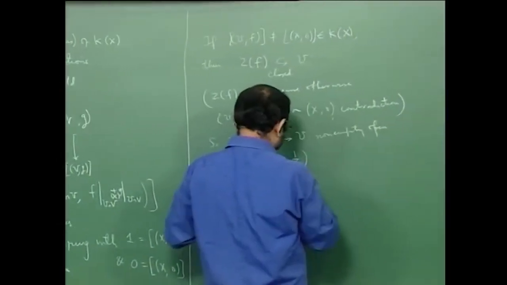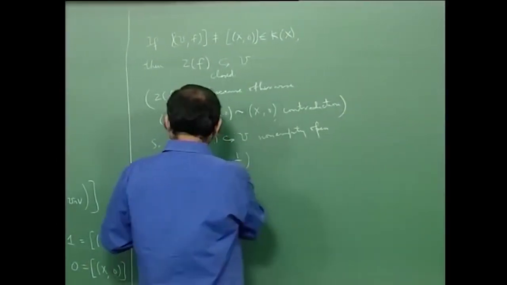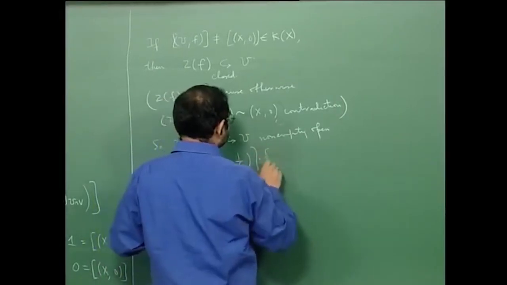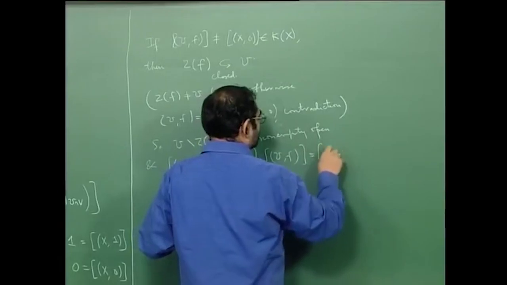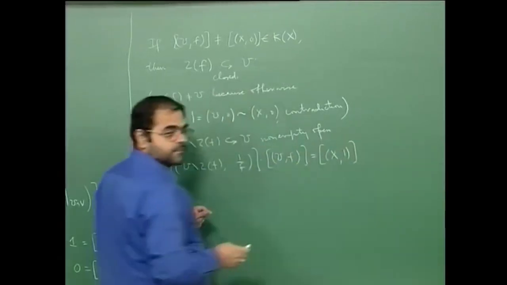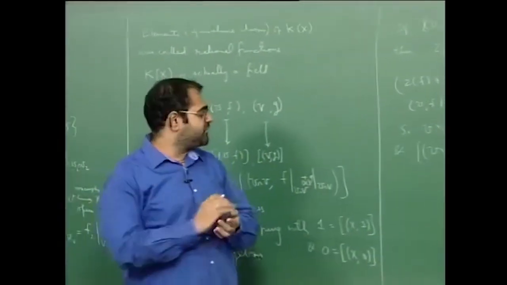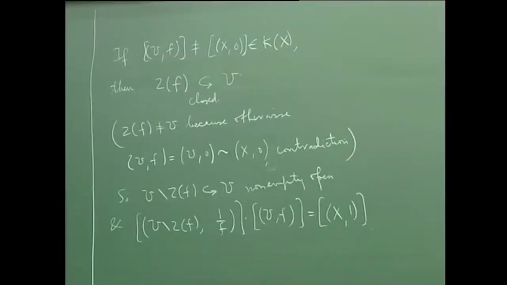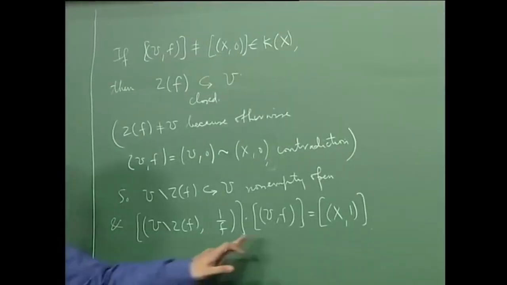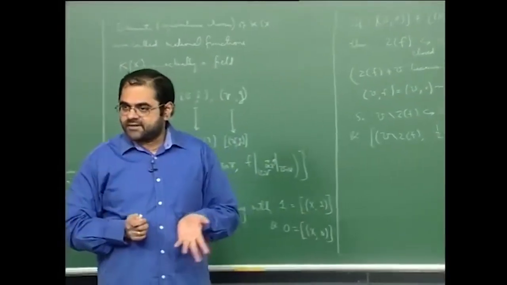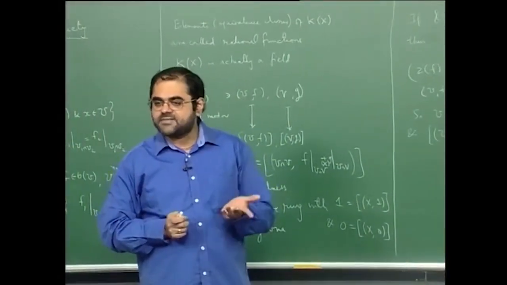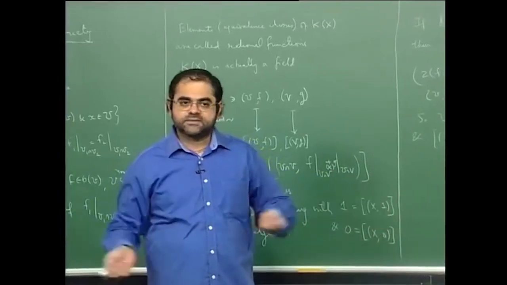So this element, if you multiply it with the original element (U, f), what you will get is just (X, 1). You will get this by the definition of multiplication, because after all, 1/f and f are going to multiply to give you 1, wherever f doesn't vanish, and wherever f doesn't vanish is certainly a huge open set.